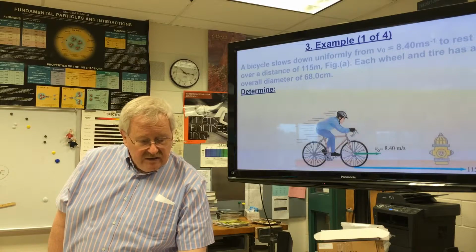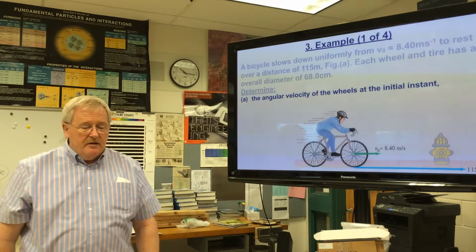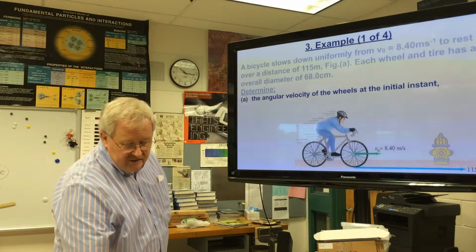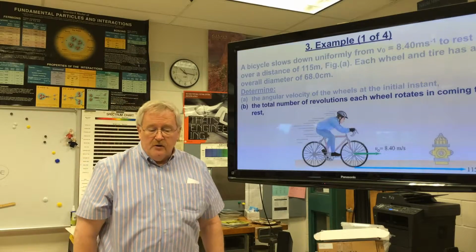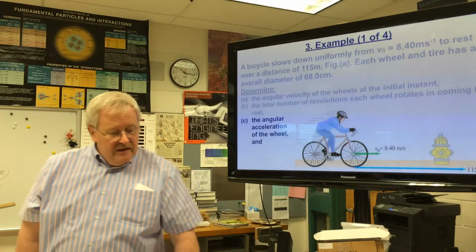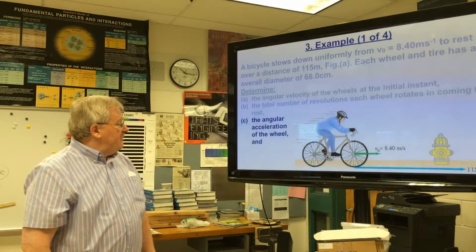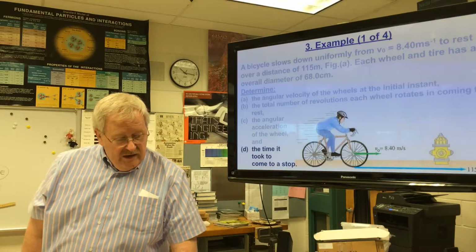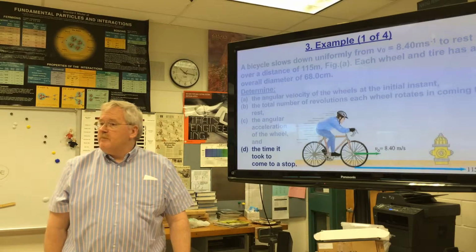We're going to be asked to determine the angular velocity of the wheels at the initial instant, the total number of revolutions each wheel rotates in coming to rest, the angular acceleration of the wheel, and the time it took to come to a stop.